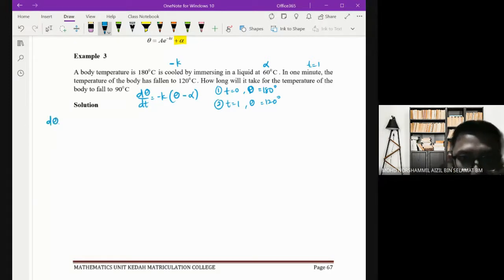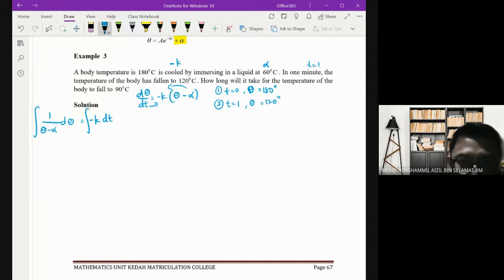So d theta over, we can bring straightforward that one. Saya nak simplify. So 1 over theta minus alpha, d theta. dt I bring to the left hand side, so left hand side remains negative k dt. Ni saya bawa pergi belah sini, bracket saya pergi belah kiri. Negative k maintain, d theta pun maintain. So we obtain this one.